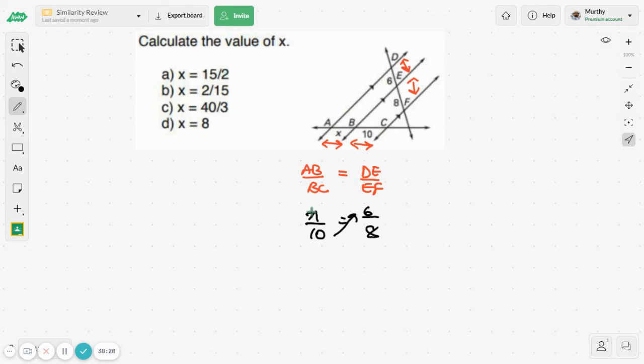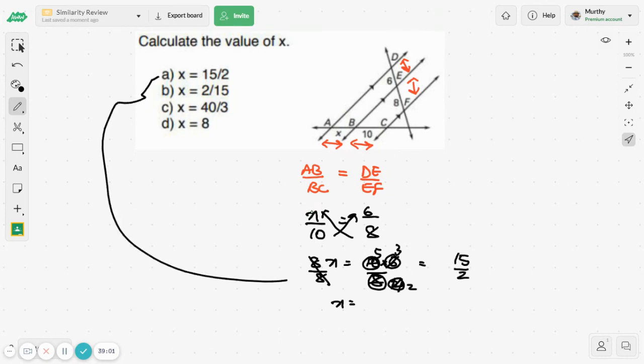Then you go for cross multiplication. It is the same as the previous one. 8 times X equals 10 times 6. So divide by 8. Use calculator. 2 times 2 is 4, 2 times 4, 2 times 3, then 2 times 2, 2 times 5. So that gives me 15 over 2, or maybe 7.5. I see that 15 over 2. That's it. As simple as that.